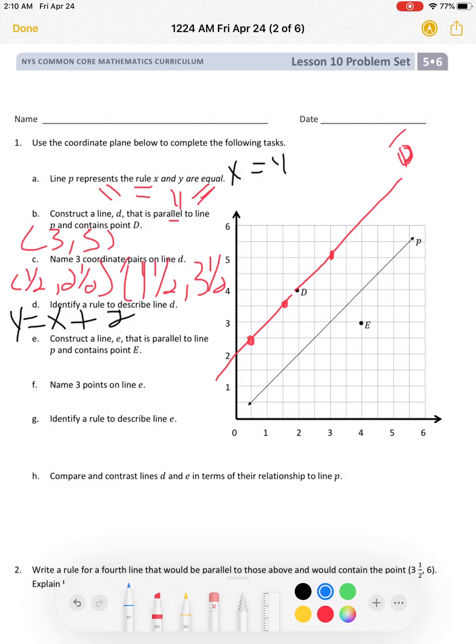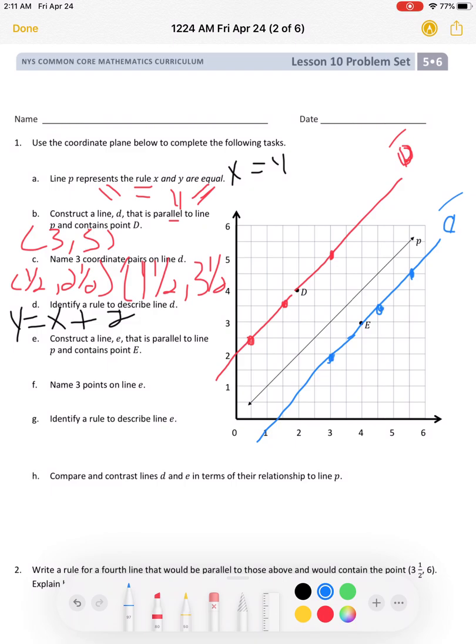So let me hope that I can make a straight line. Okay, that's kind of straight, you all. All right, and we're going to label this line E. Okay, name 3 points on that line. Let's try here, 1, 2, and let's do here, 3.